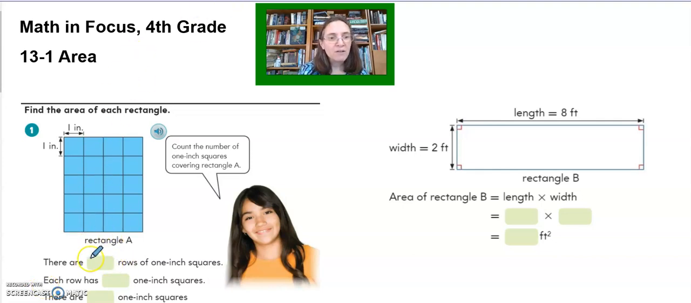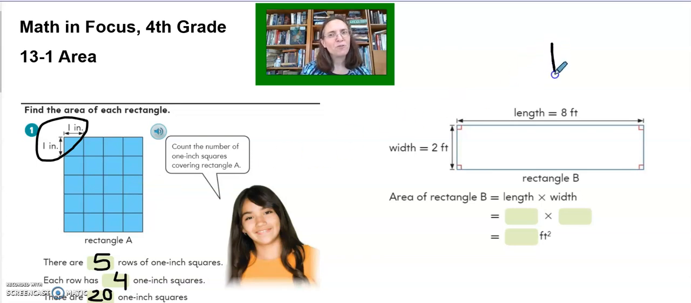So let's see, there are how many rows of 1-inch squares? They're getting the inches from the scale right up here, and they will tell you that just like on a map scale. So there are 1, 2, 3, 4, 5 rows, and each row has 4 1-inch squares, so there are 20. And you could actually count them all out and see that. But as we mature, we can get more and more abstract.